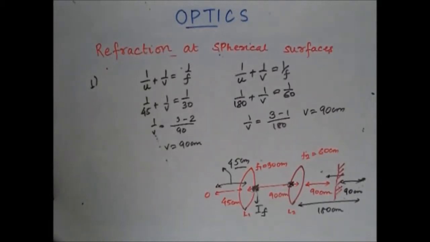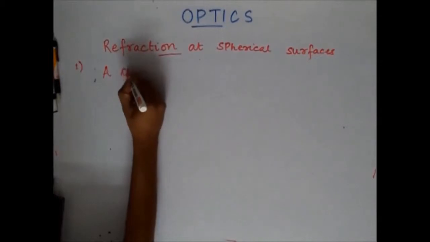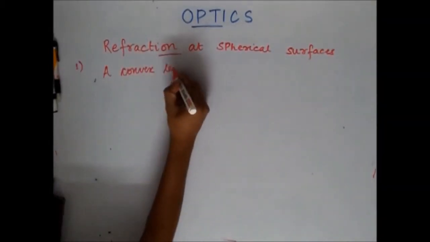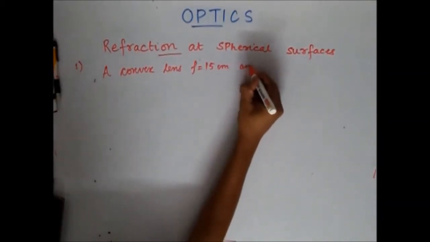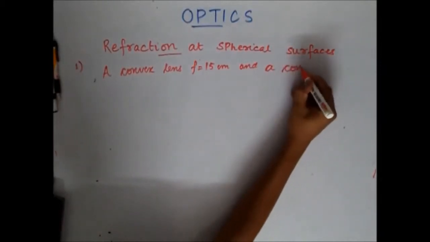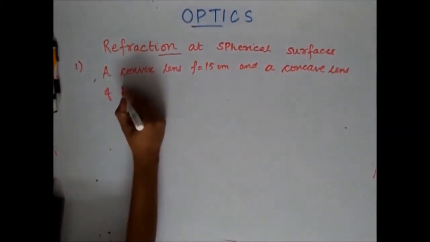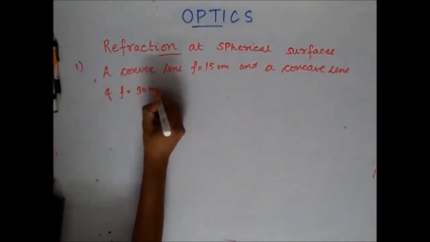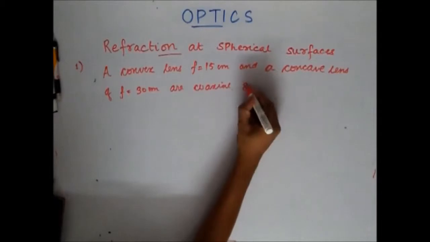Okay, so that's all about the theory in this topic, that is reflection at spherical surfaces. Now we'll solve some problems in this topic. The first question is as follows. A convex lens with focal length of 15 centimeter and a concave lens of focal length 30 centimeter are coaxial, 80 centimeter apart.